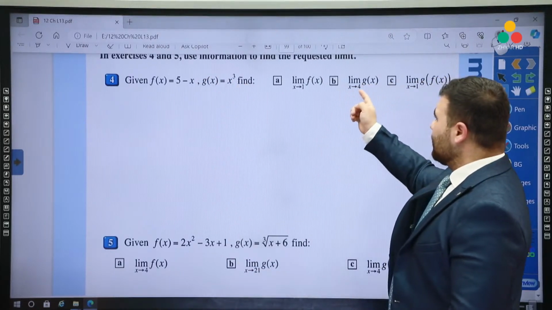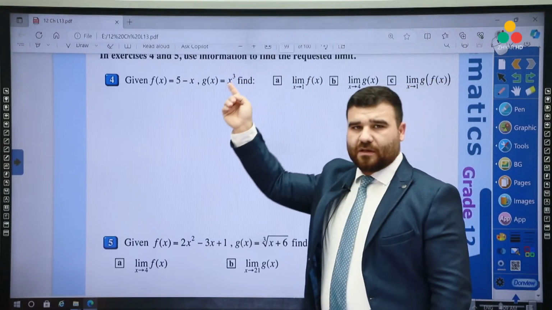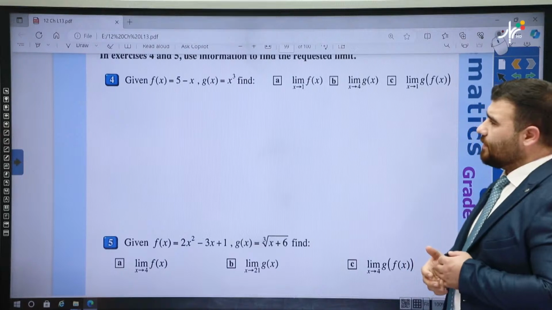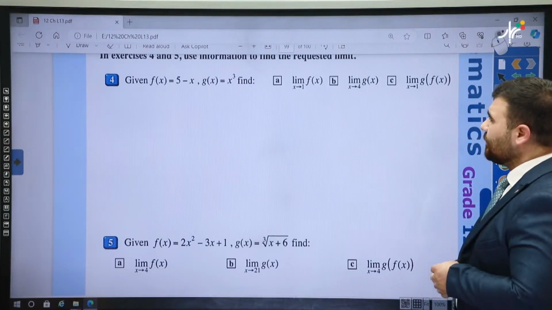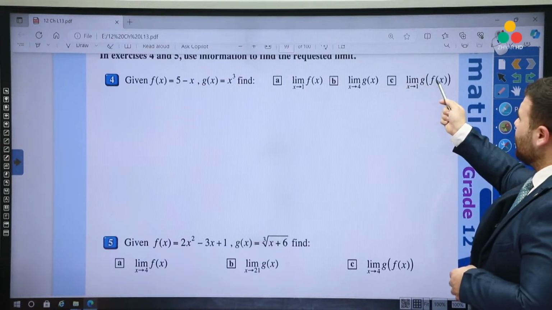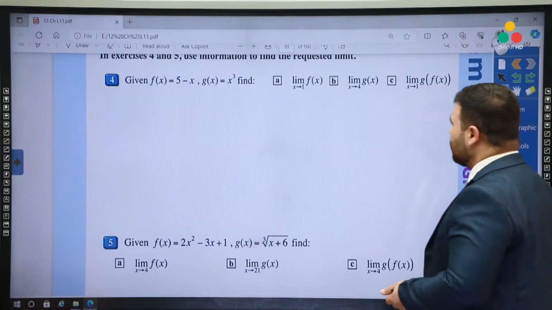Limit x approaching 4 for g. Then put 4 here, 4 power 3. 4 power 3 is 4 times 4, 16, times 4, 64. Anyways, direct substitution can get it done. This one is a little bit different, although it's not way too different.